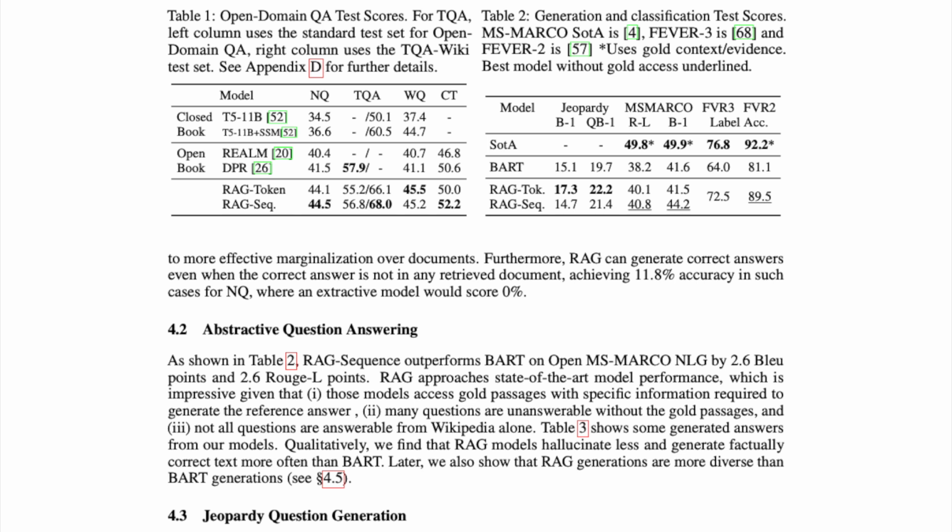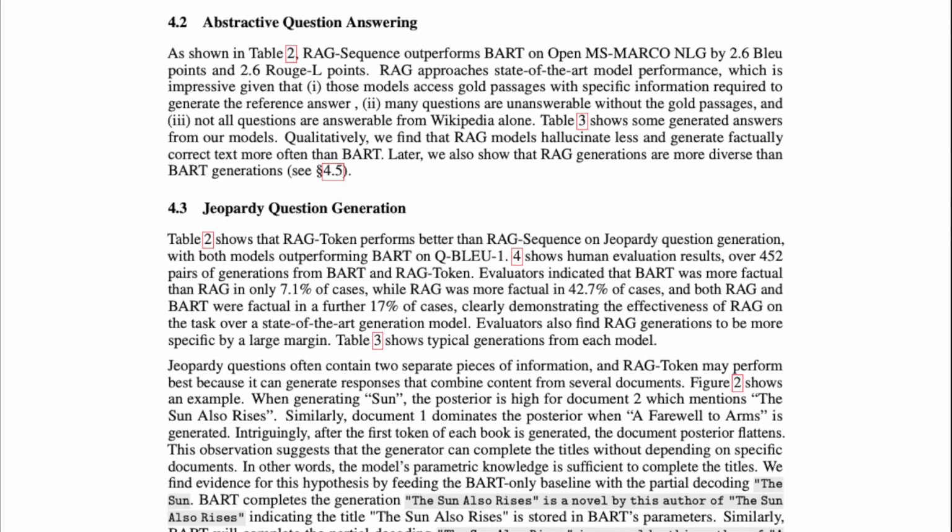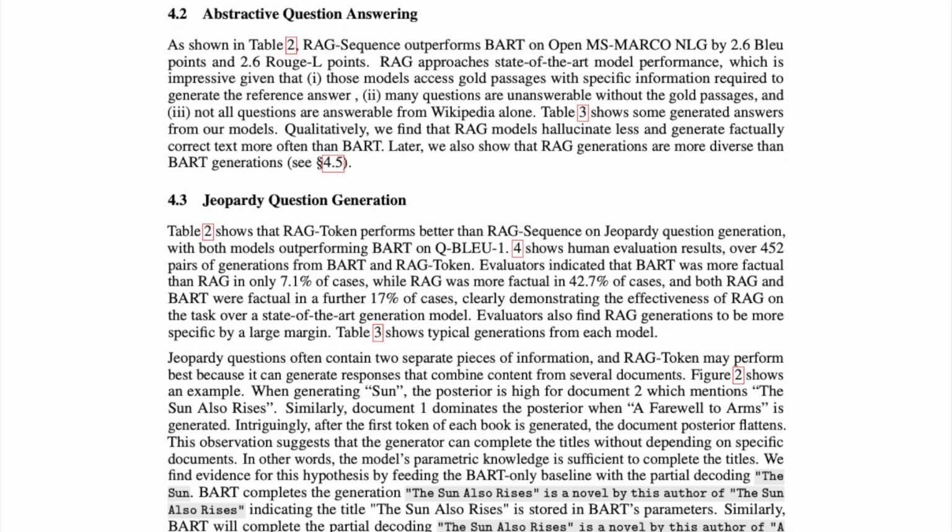Furthermore, RAG can generate correct answers even when the correct answer is not in any retrieved document, achieving 11.8% accuracy in such cases for NQ, where an extractive model would score 0%. 4.2 Abstractive Question Answering. As shown in Table 2, RAG-Sequence outperforms BART on Open MS-MARCO NLG by 2.6 BLEU points and 2.6 ROUGE-L points. RAG approaches state-of-the-art model performance, which is impressive given that those models access gold passages with specific information required to generate the reference answer. Many questions are unanswerable without the gold passages, and not all questions are answerable from Wikipedia alone.